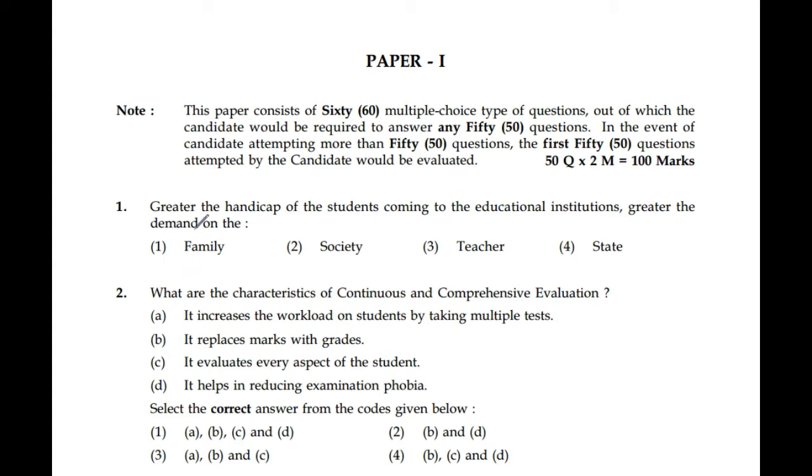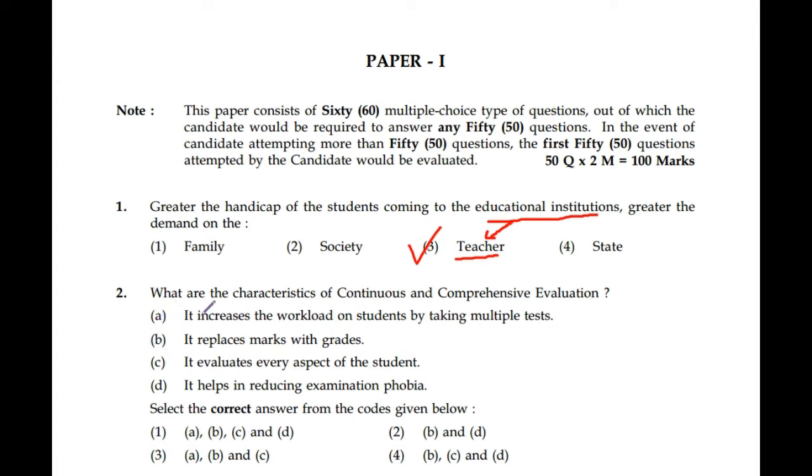So question number 1 is that greater the handicap of the students coming to the educational institutions, greater the demand on the. So it's a correct answer. Obviously it is teacher. So in educational institute, our first and primary entity is teacher. So correct answer is third one.